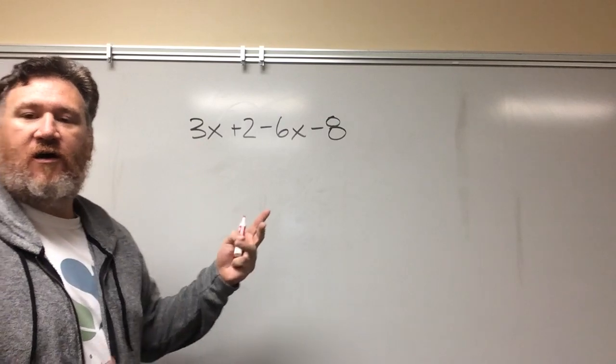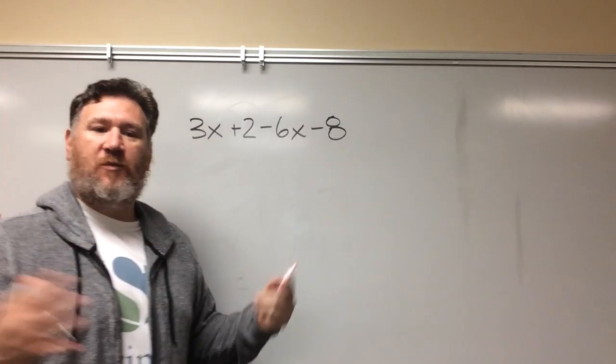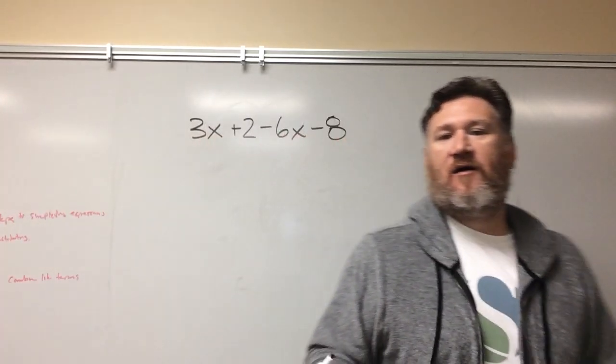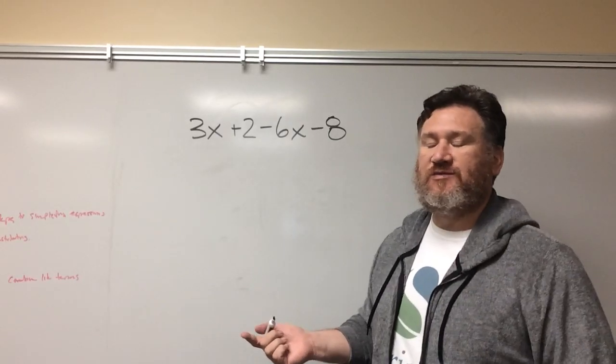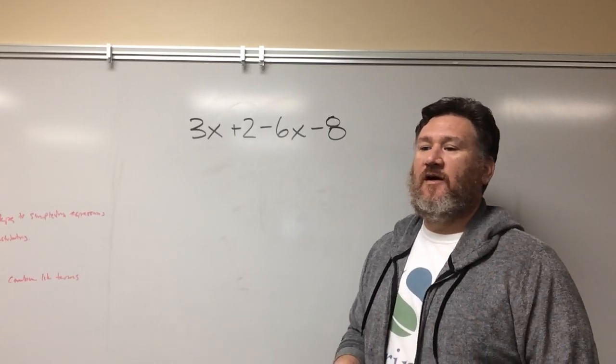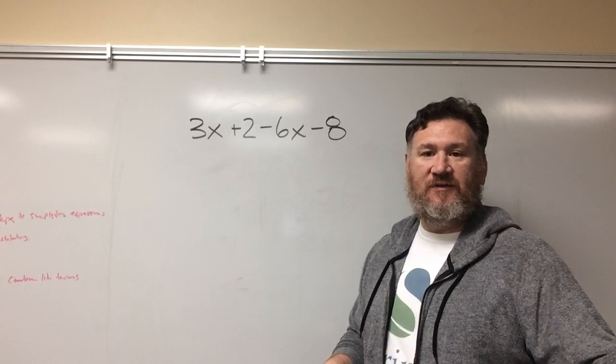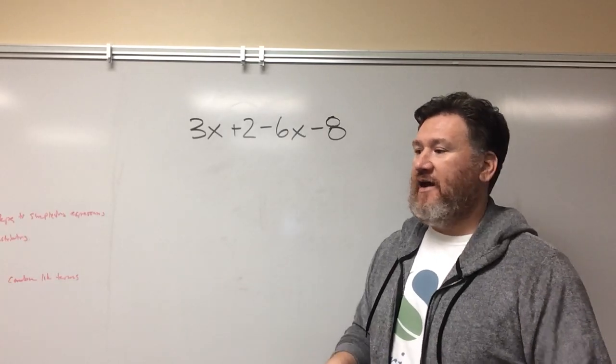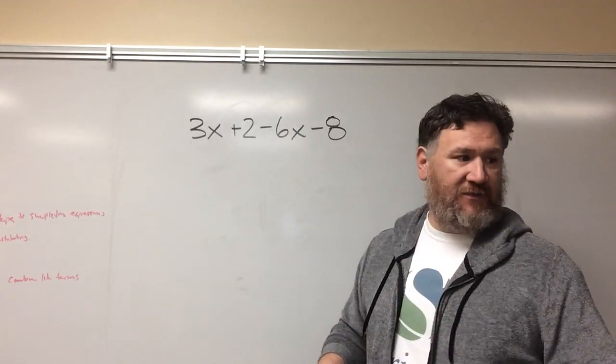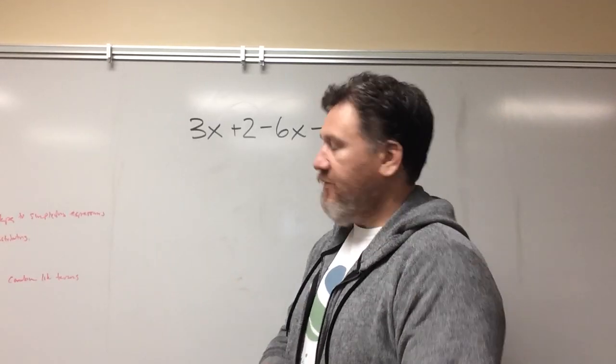So what two things are alike? What would be two things that are like terms? I heard someone say the 6x and the 3x, and I heard other people say the numbers, the 2 and the 8. That's right. Those things can be put together.